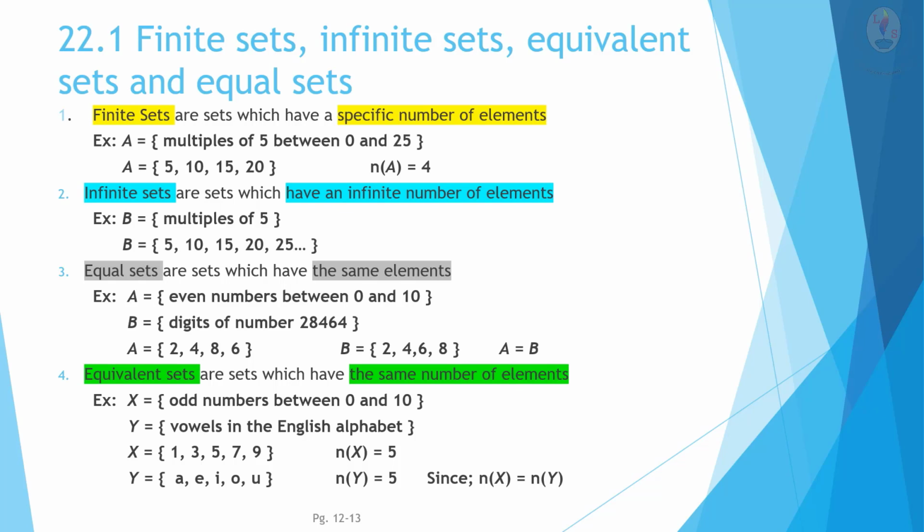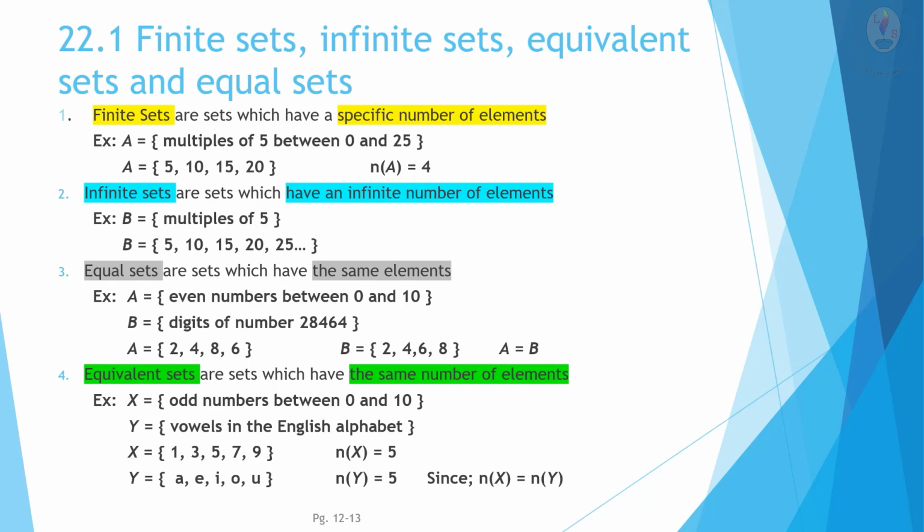Then the second one, infinite sets. Infinite sets are sets which have an infinite number of elements. It doesn't have a limit. Take the example, multiples of 5. You know several multiples of 5. So you can write several elements under this example: 5, 10, 15, 20, 25, and so on.